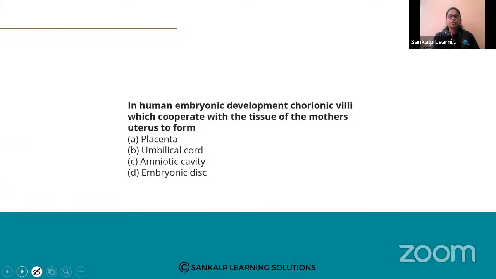Okay, in human embryonic development, chorionic villi which cooperate with the tissue of the mother's uterus to form. In human embryonic development, you have chorionic villi, right? It will cooperate with the tissue of a mother's uterus to form what? Placenta, umbilical cord, amniotic cavity, embryonic disc. Chorionic villi cooperate to form what?